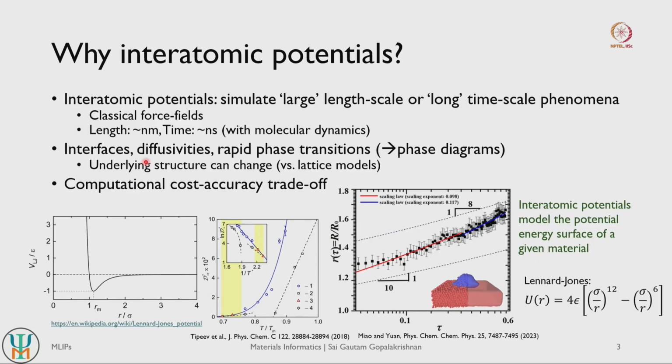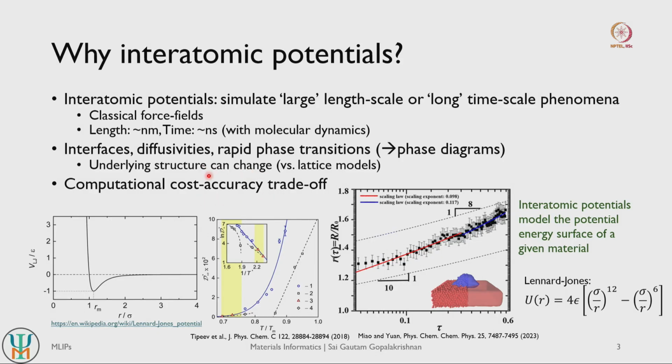But in interatomic potentials the underlying structure can change, so the atoms can actually move, which implies we can deal with structural polymorphic transitions and so on. And as with any computational tool, technique, model, you always have the cost accuracy trade off. So the more complicated an interatomic potential is, so the more complex the mathematical functional form is, the cost of evaluation goes up, which implies the model becomes slower to run, but its accuracy also goes up.